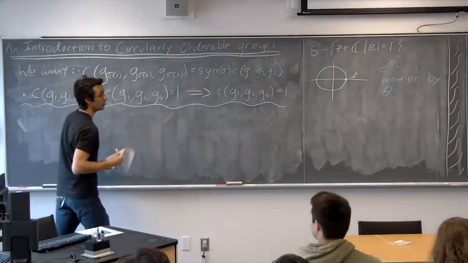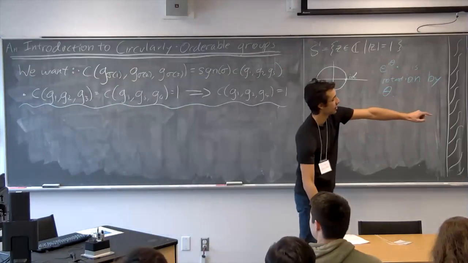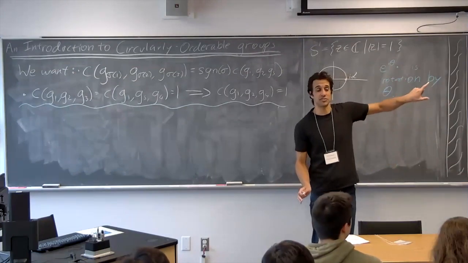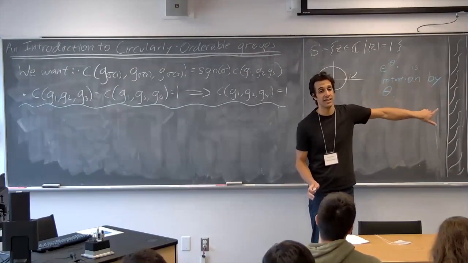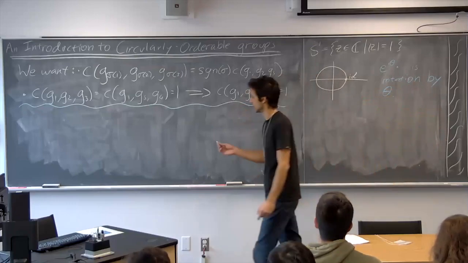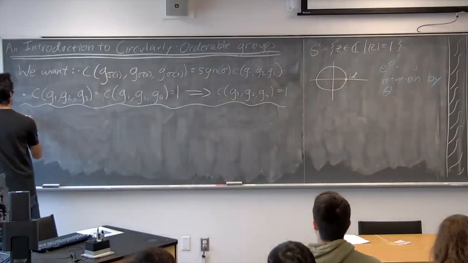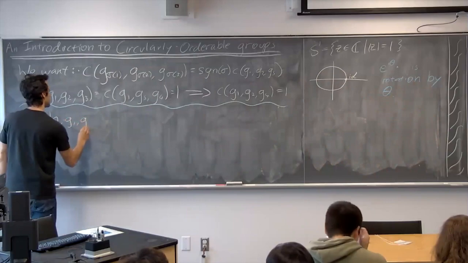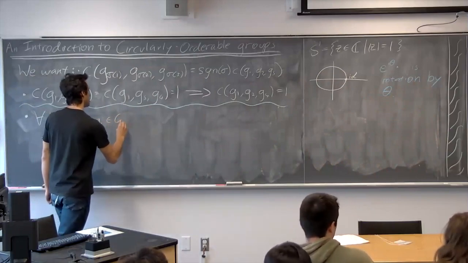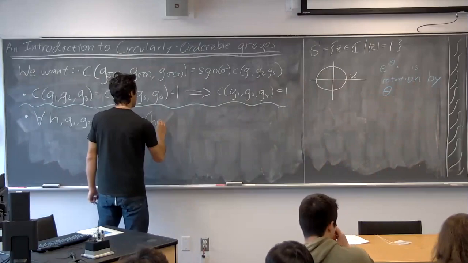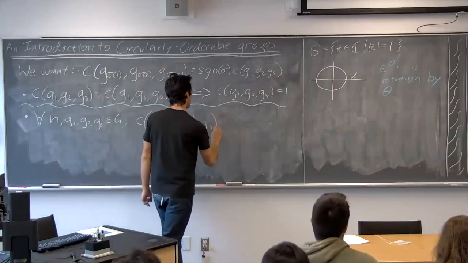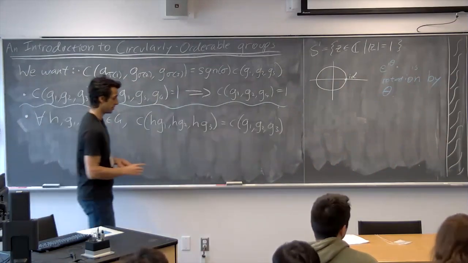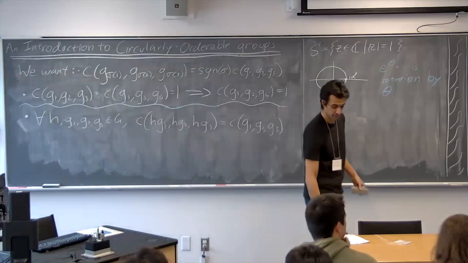Right, so these two things I've written down have nothing to do with G being a group. So that tells me G is what's called a circularly ordered set. And now I want to bring the group into it. So the third condition that I need is that for all H and G1, G2, G3 in G, if you multiply on the left, you don't change the circular ordering. That's the definition of what a circularly orderable group is.